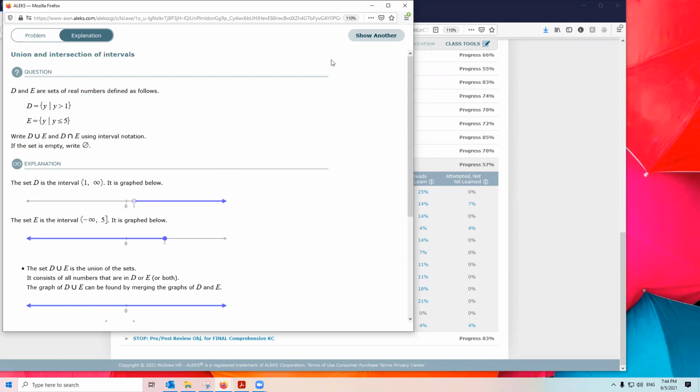All right, let me graph the first inequality, which is y greater than 1. If you remember, when you have just a greater than symbol, you put an empty circle on the 1 and highlight all the numbers going to the right of 1. Let me also graph y less than or equal to 5. Well, I'm putting a filled in or a solid circle on the 5 and highlighting to the left.